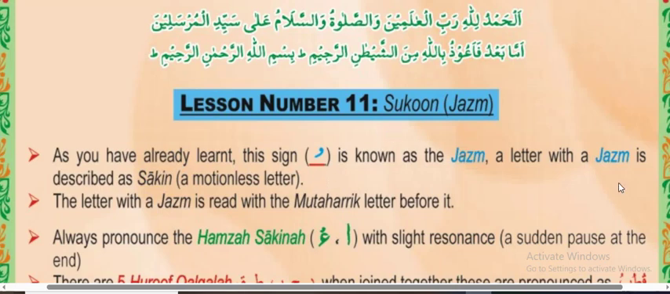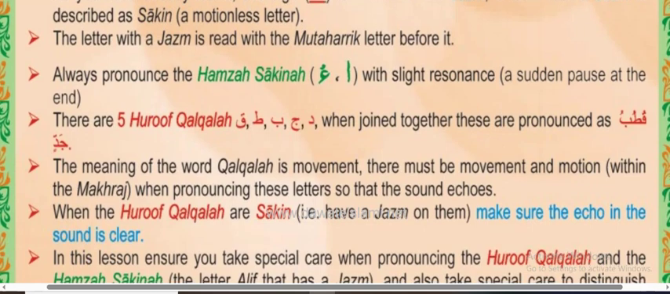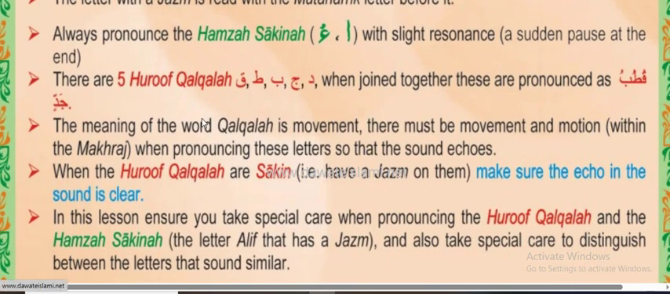Now, a very important thing about this lesson is that there are 5 letters which are called huroof qalqala. In Arabic they are called huroof qalqala, and in English they are the echo letters. Echo letters, the sound it echoes. For example, these are the 5 letters: qaf, ta, ba, jim and dal. These are the 5 echo letters, and the combination of all these 5 letters is qutubujad.